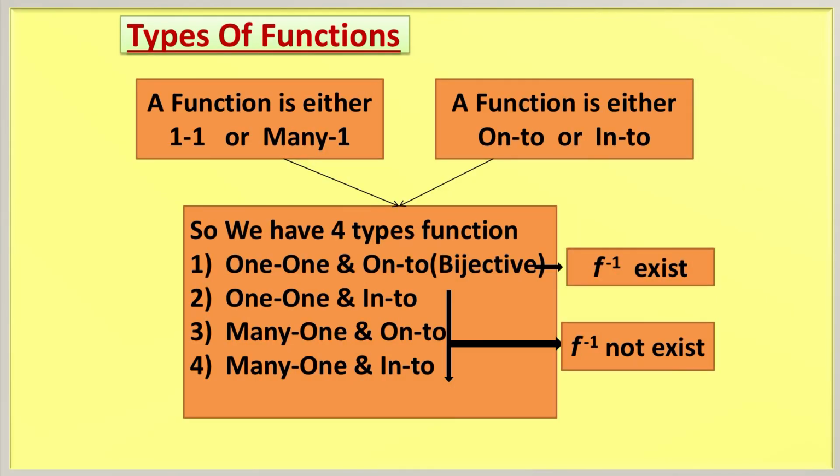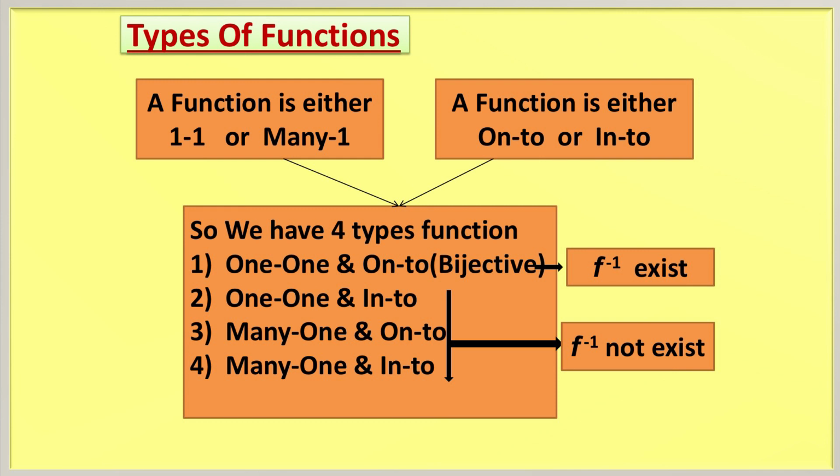Next, different types of function. You know a relation is either 1-1 or many-1, similarly a function is either 1-1 or many-1, and a function is either onto or into. By the definition of function, there is a restriction that every element of the domain must be related, but there is no restriction on the codomain set. So, all elements of the codomain may not be related, there may be some elements left in the codomain set. If some element is left in the codomain set, that is an into function. If all the elements of the codomain are related, that is an onto function.